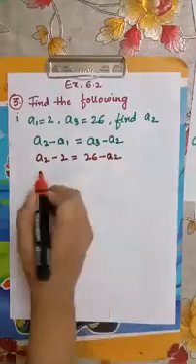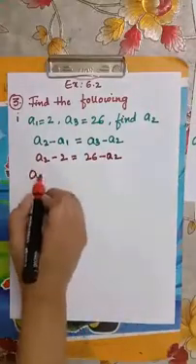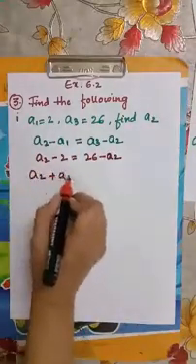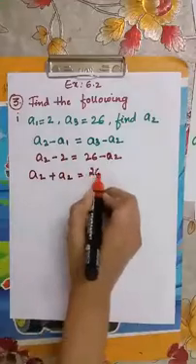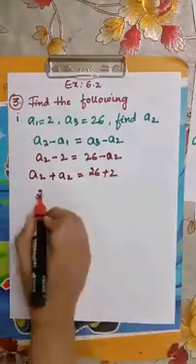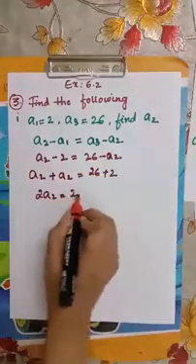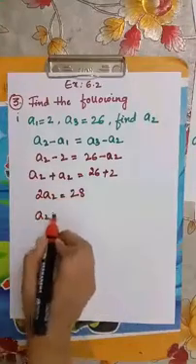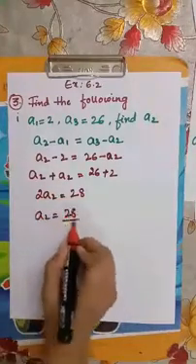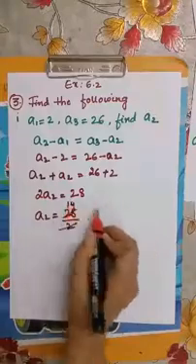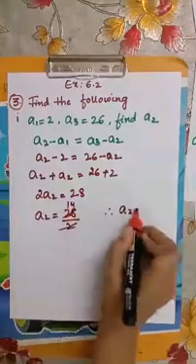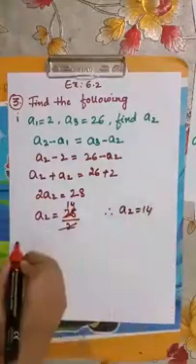minus A2. पूरे A2 को एक जगह कलेक्ट कर लो. A2 plus A2 is equal to 26 plus 2. 2A2 is equal to 28. A2 is equal to 28 by 2. 2 ones are 2, 2 fours are 8. Therefore A2 is equal to 14.